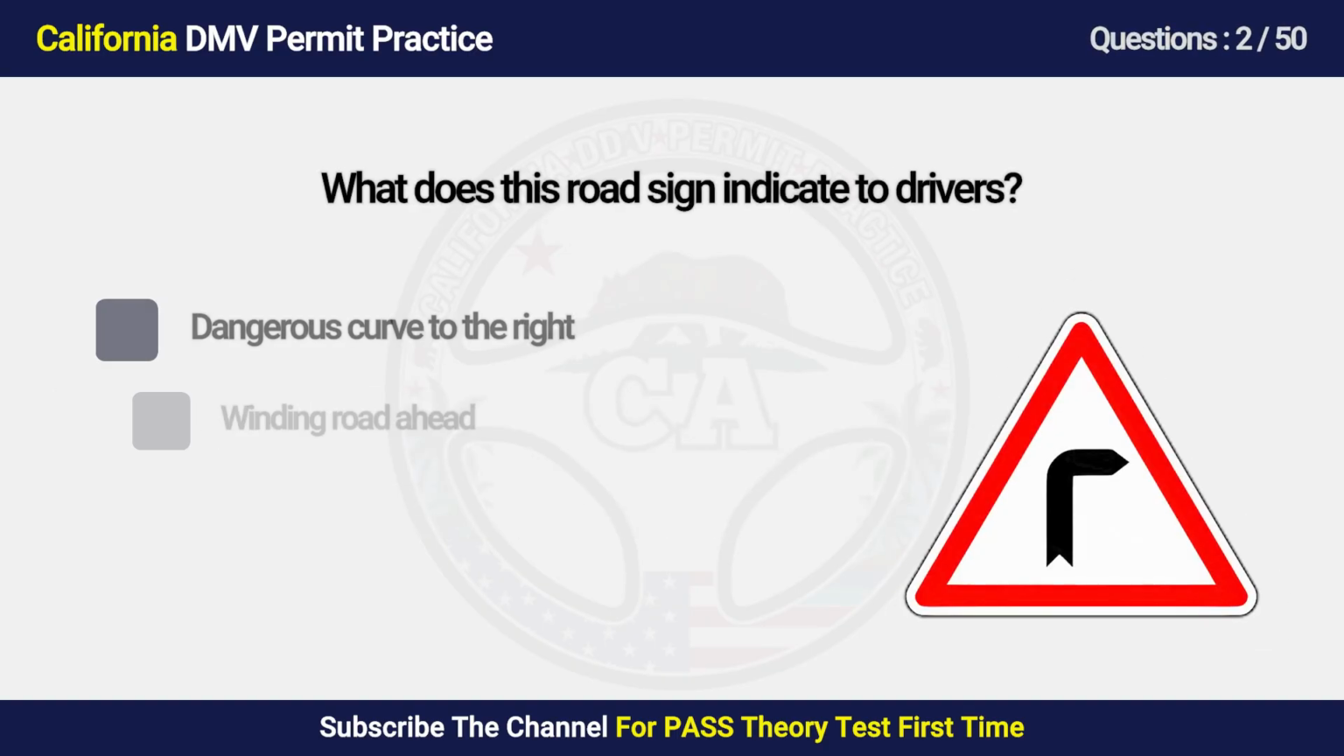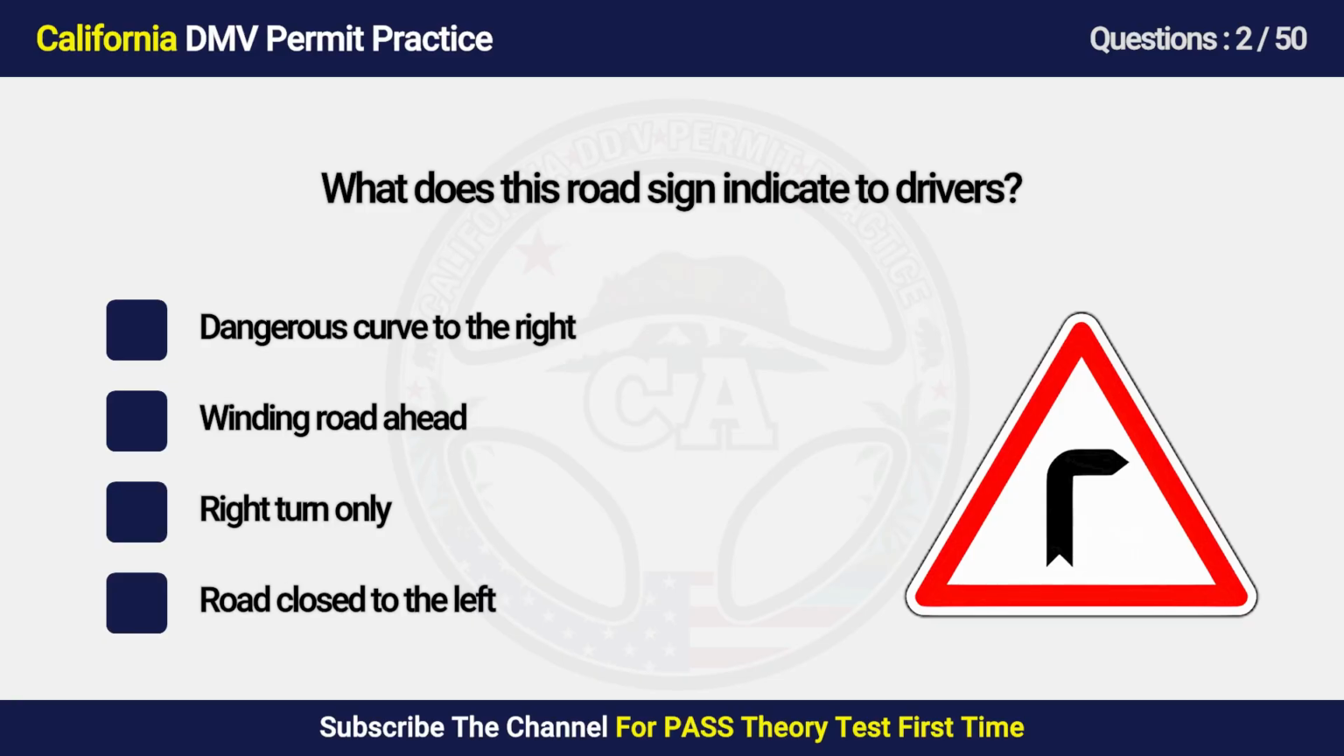Question 2. What does this road sign indicate to drivers? A. Dangerous curve to the right. B. Winding road ahead. C. Right turn only. D. Road closed to the left.